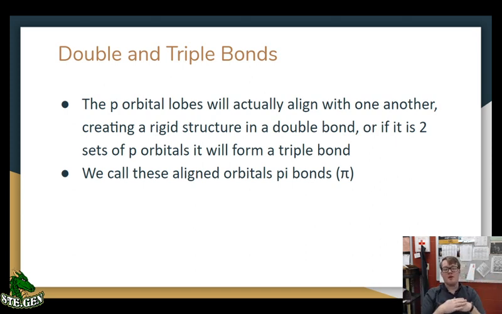But basically, the p orbital lobes will align to one another, and that will make a rigid structure to form a double bond. Or if it's 2 sets of p orbitals, it'll be a triple bond. We call these aligned p orbitals pi bonds. Way easier to remember because it's a p orbital. You could also think of sigma bonds as s orbitals, and that's why it's the first one, and then the p orbitals, there's more of them, and that's why you can have 2 extra ones.